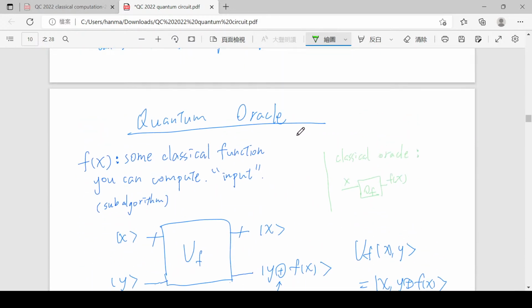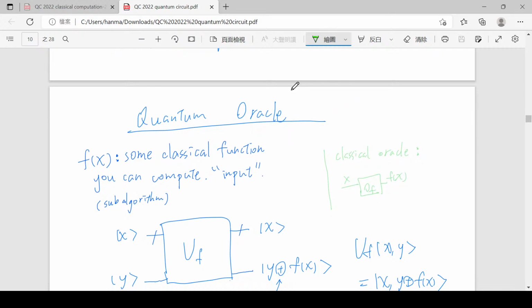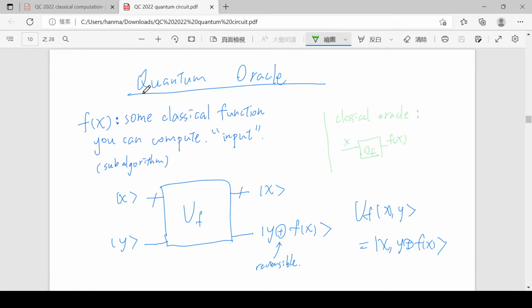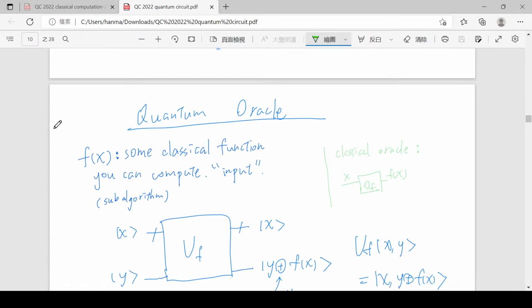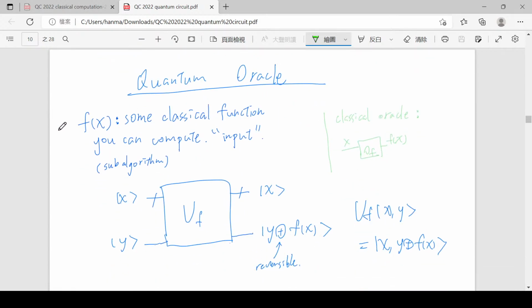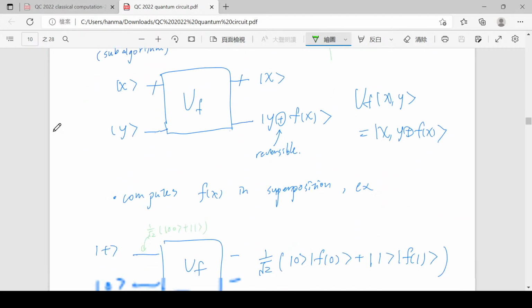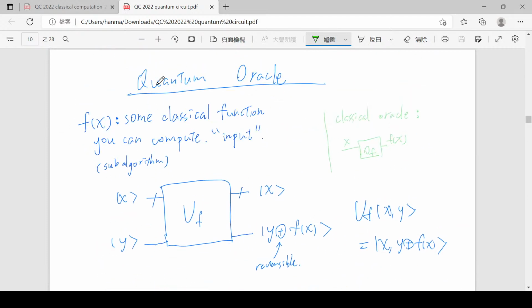Now we are getting quite theoretical. It's like complexity theory, a complexity theory that we kind of skipped when we talked about classical computation. That is this oracle model. Okay. Well, so let's talk about this very theoretical thing of quantum oracle.